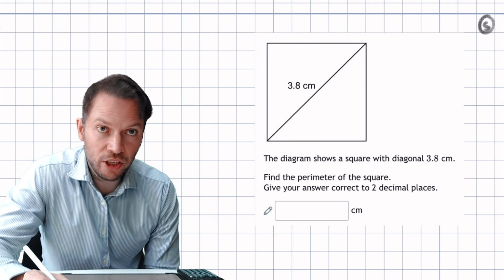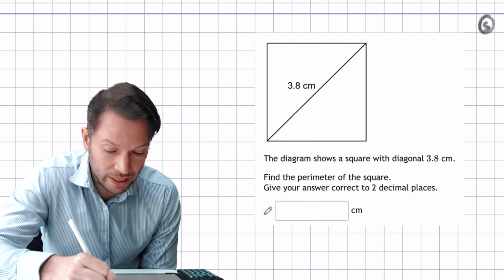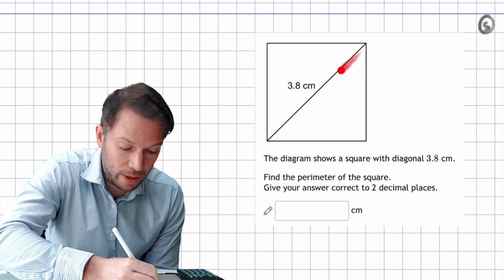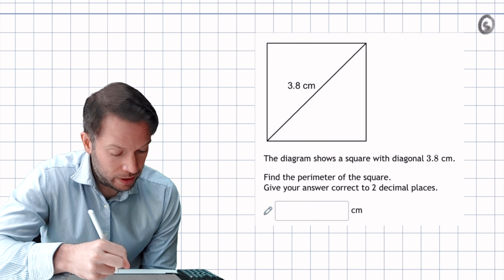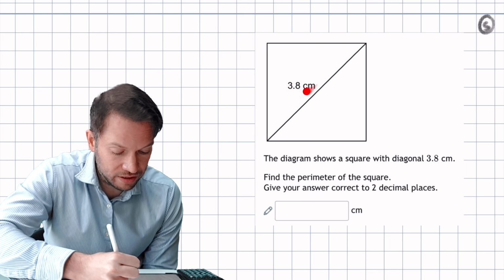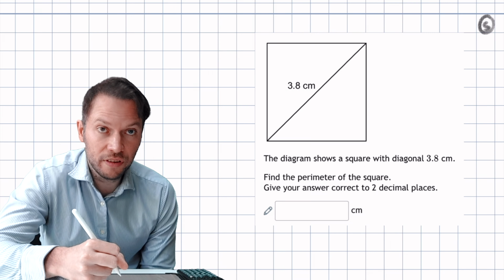Hi, in this video we're going to use Pythagoras' theorem to relate the length of the diagonal of a square to the side length of a square. Now we're told the diagonal here is 3.8 centimetres. We want to find the perimeter of the square.